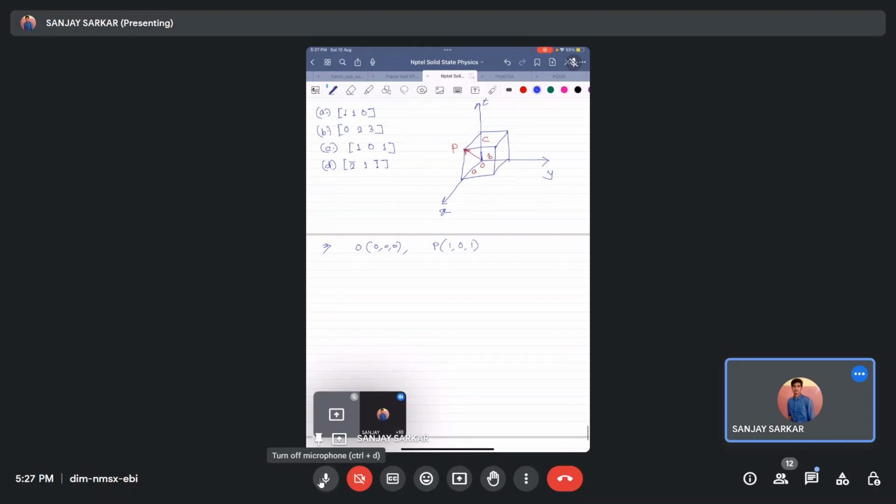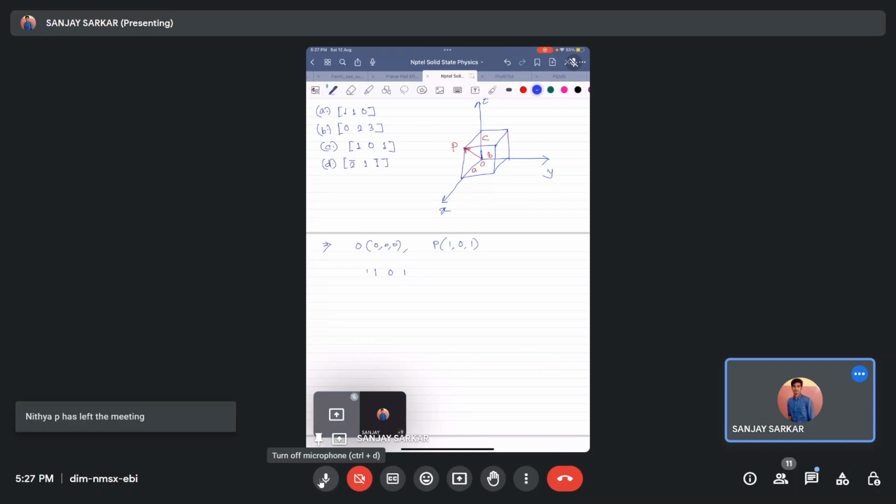So in terms of that you can find x2 minus x1. So x2 minus x1 is 1, y2 minus y1 is 0, and z2 minus z1 is also 1. Then reduce to the minimum integer values, so it is [1 0 1] in square brackets. So the right option is option C.